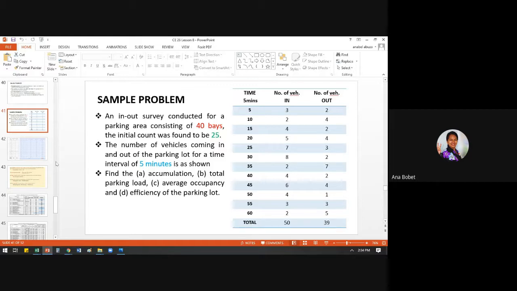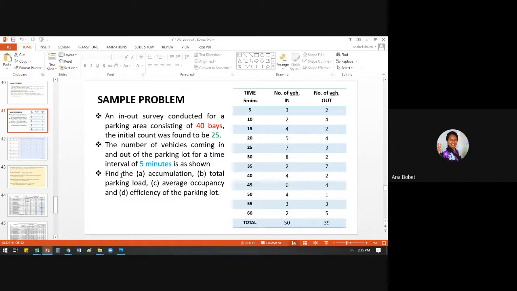So an in and out survey was conducted for a parking area consisting of 40 bays. So that's already your capacity, 40 ka bay area. The initial count was found to be 25 parkers. So wala pa ka nakastart sa survey na nakita ang 25 kabuok nag-park na vehicle. So ang 25 therefore is your beginning counter nimo. Kaya di ba later mag-in and out man siya.